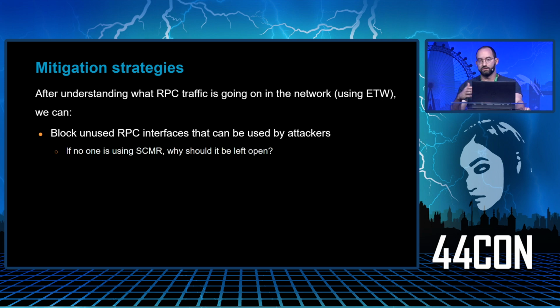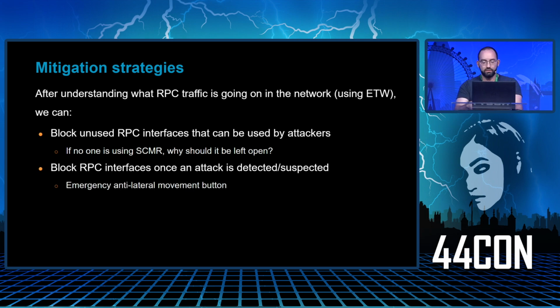So if we know what is being used in the network on a regular basis, because we have RPC visibility, if we see that there are potentially dangerous RPC servers that are not being used, like the SCMR, like task scheduler, etc., we can just block them in advance so they cannot be used by attackers. But that might be a bit scary because, again, we're blocking something that might be crucial to the network that we didn't see or didn't foresee.